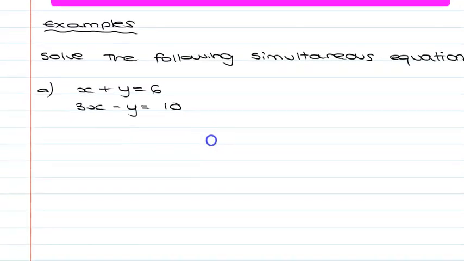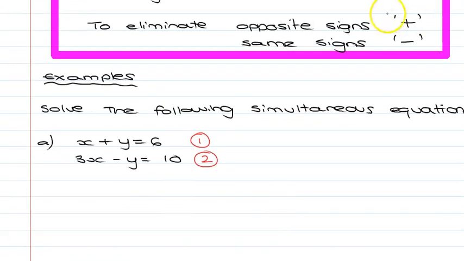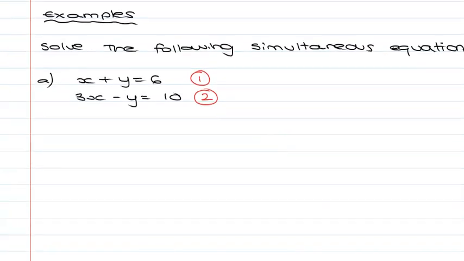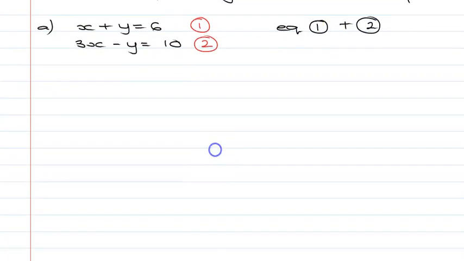Now let's go through some examples. I'm going to solve the following simultaneous equations. So let's start with this one. I'm going to call this one equation 1 and this one equation 2. I have the same quantity of y, only they're opposite signs. Opposite signs, remember, we add the two equations together. So in my working, I'm going to do equation 1 add equation 2. So adding those together gives me x plus 3x is 4x. This is eliminated and I then get 6 plus 10, which is 16. Solving gives me 16 divided by 4, which is 4.